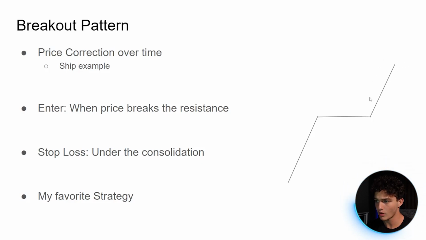So with this type of setup, we enter the trade at this point right over here when price breaks the resistance level that it's created. Because remember, when candlesticks overlap over a certain period of time, it creates a level of support and resistance. So we enter the trade when price breaks the resistance and our stop loss is below the consolidation. So yeah, this is one of my favorite strategies.